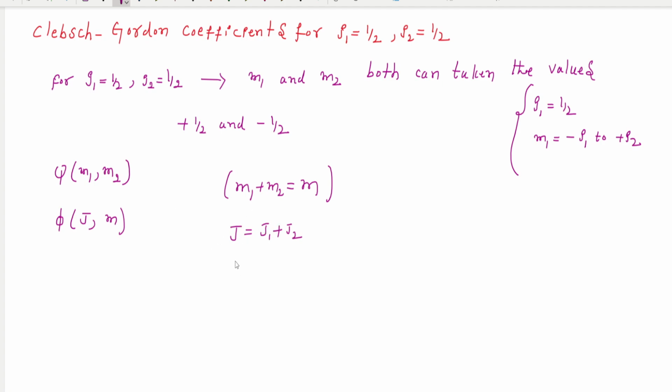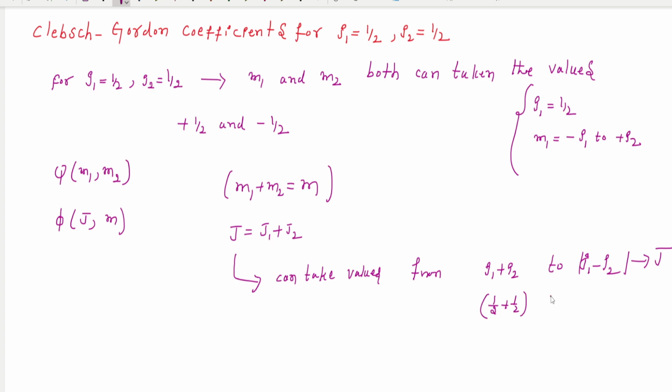So this J can take the values from J1 plus J2 to modulus of J1 minus J2. Then only we can get these J values, right? So please try to substitute J1 and J2 value here: this 1 divided by 2 and here 1 divided by 2. First one is 1, and modulus 1 divided by 2 minus 1 divided by 2 is 0. This is 0.